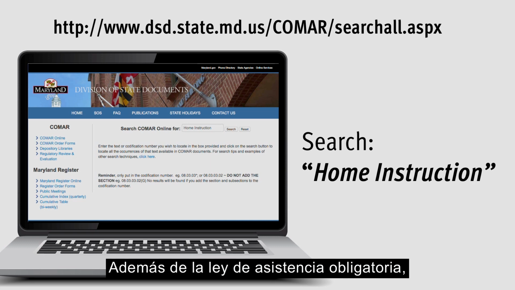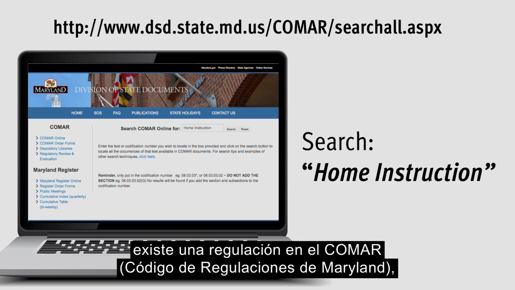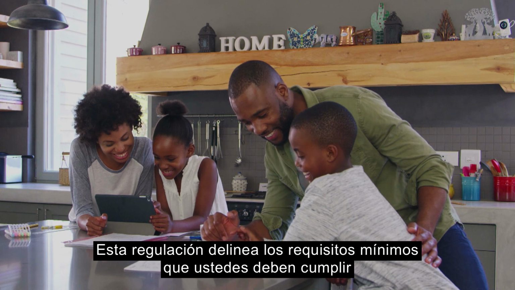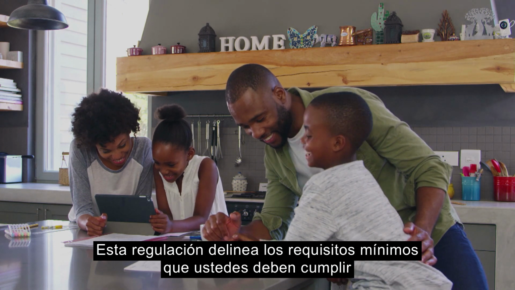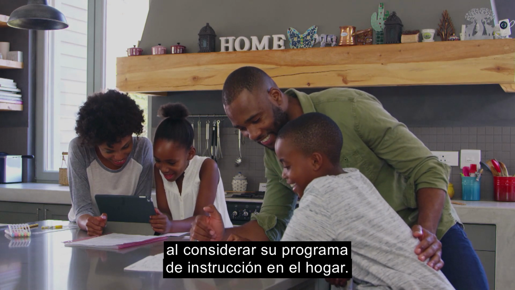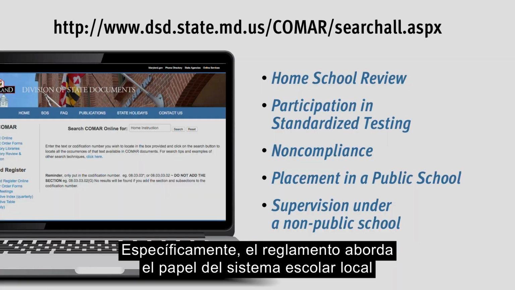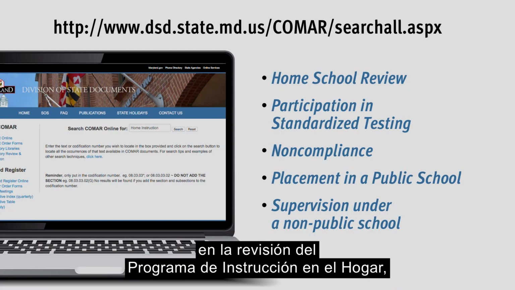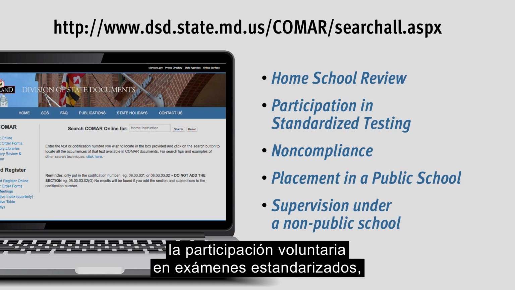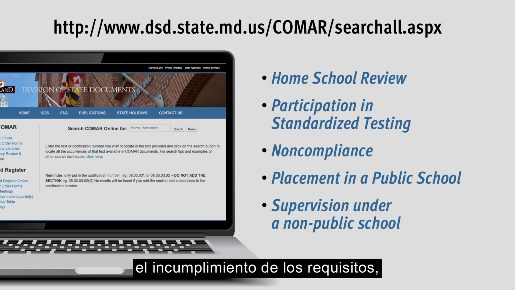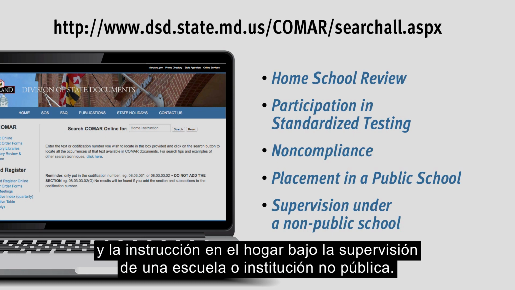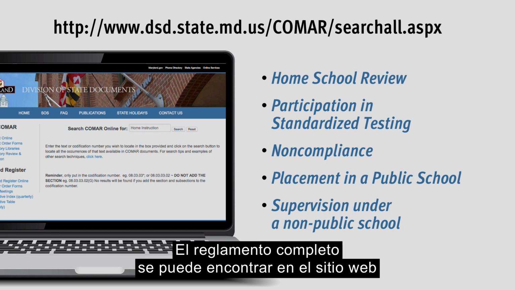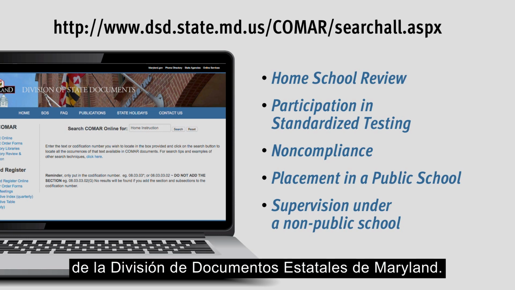In addition to the compulsory attendance law, there is a regulation in the Code of Maryland Regulations, otherwise known as COMAR, that governs home instruction. This regulation delineates the minimum requirements you must meet when considering your home instruction program. Specifically, the regulation addresses the local school system's role in reviewing the home instruction program, voluntary participation in standardized testing, non-compliance with the requirements, placement in a public school, and home instruction under supervision of a non-public school or institution. The full regulation can be found at the Maryland Division of State Documents website.